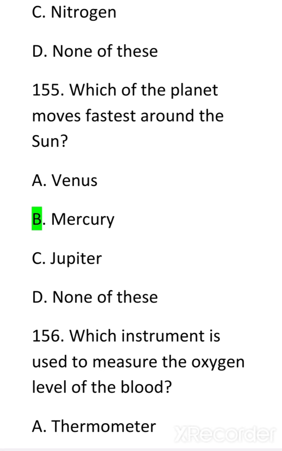Question number 155. Which of the planet moves fastest around the sun? Option A, Venus, B, Mercury, C, Jupiter, D, none of these. Correct option is B, Mercury. Mercury is the smallest planet in the solar system and the closest to the sun. Its orbit around the sun takes 88 Earth days, the shortest of all the sun's planets.